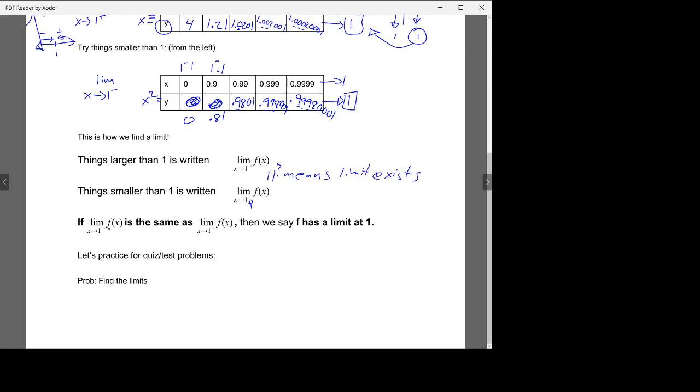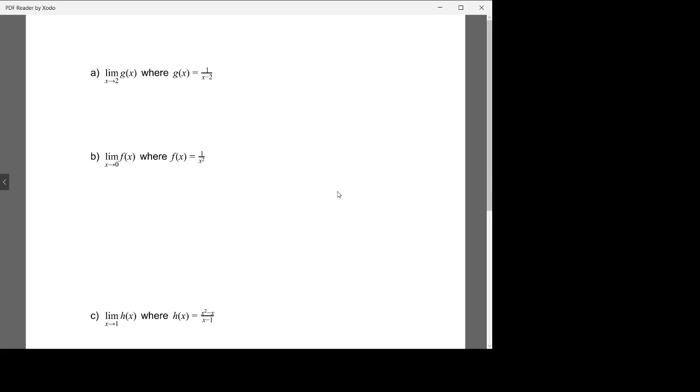And if the limit exists, so if they're the same, we say that f has a limit at 1, where x is 1. And so let's try finding a limit like you would do on a quiz or a test problem. It's a very important skill here.